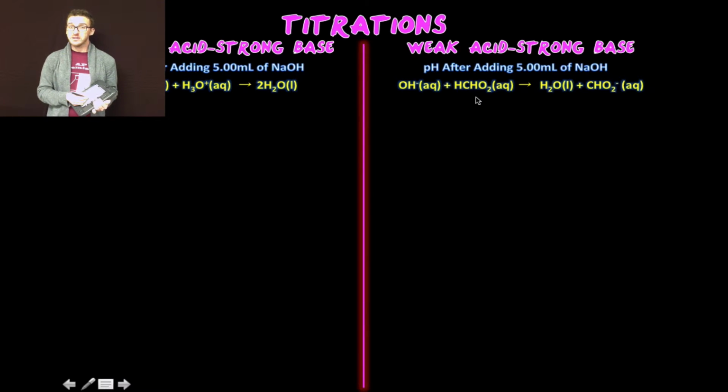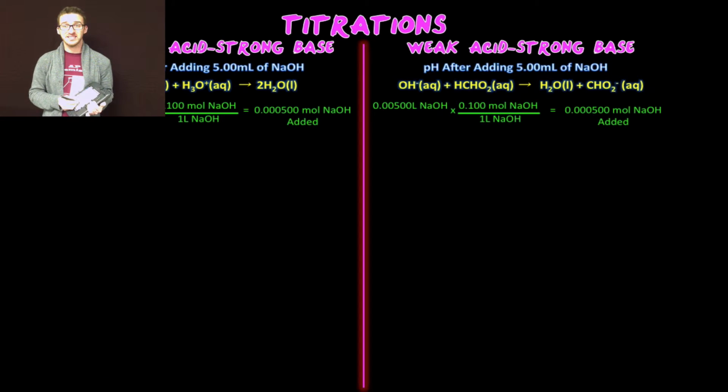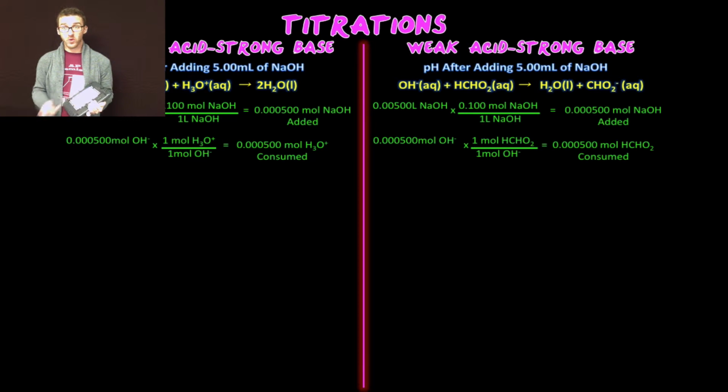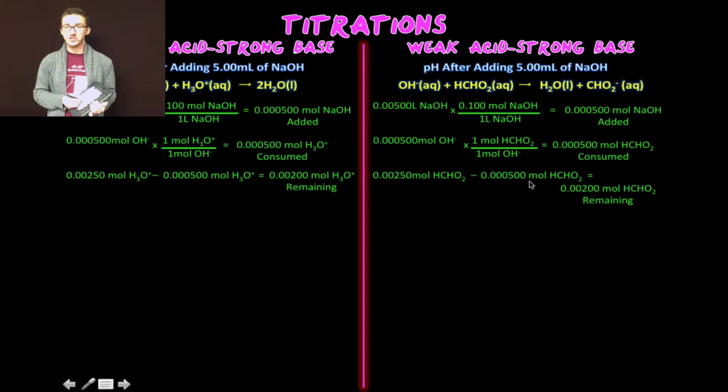Okay, now let's calculate the pH after adding 5 mL of sodium hydroxide. Recognize that if we have 5 mL of sodium hydroxide and it's a 0.1 molar solution, we will have added 0.000500 moles of sodium hydroxide. And recognize that the ratio between sodium hydroxide and our weak acid is 1 to 1. Therefore, we will have consumed 0.000500 moles of our weak acid. And because we initially started with 0.00250 moles of our weak acid, if we consume 0.000500 moles of it, we're going to have 0.0020 moles of it remaining.